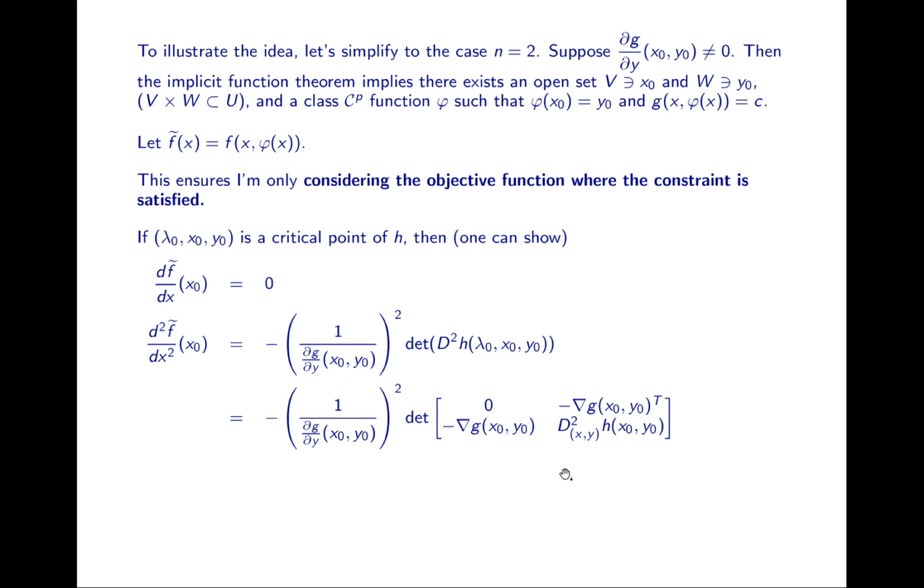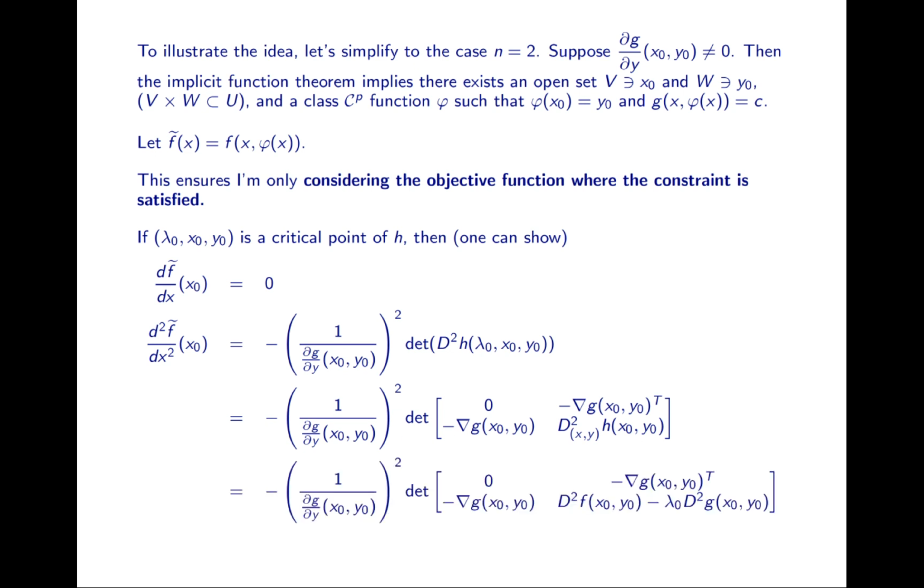So, of course, I want to know, is this positive or negative? If this entire thing is positive, then I've got a minimum. If this entire thing is negative, I've got a maximum. And of course, if it's 0, then I can't really conclude. By the way, the Hessian of H is the Hessian of F minus lambda naught times the Hessian of G.